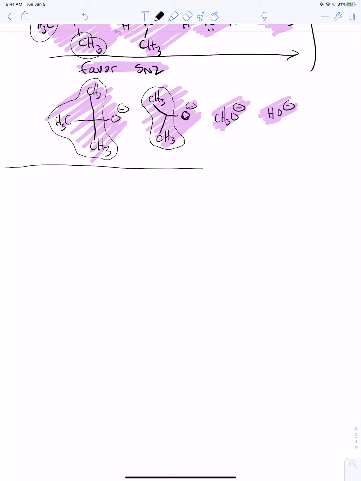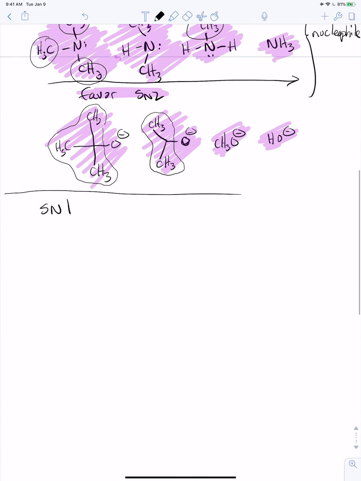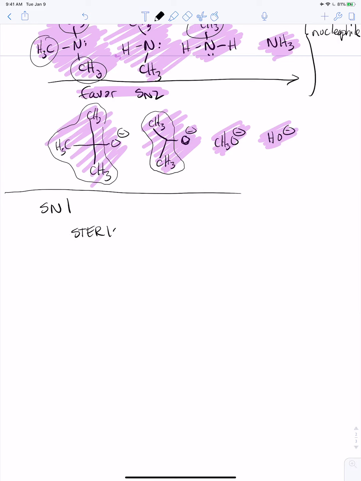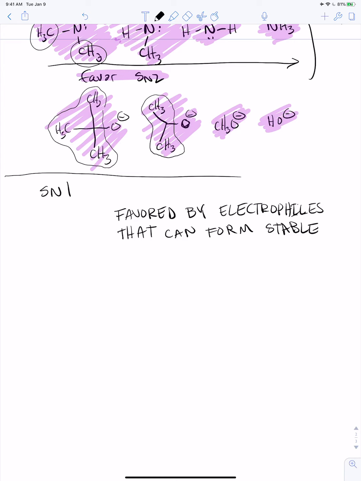All right, let's now look at SN1. For SN1 mechanisms, we're not concerned with sterics. Sterics, not an issue. It's complicated. I guess what I would say for SN1 is, let's look at it from this. They're favored by electrophiles that can form stable carbocations.